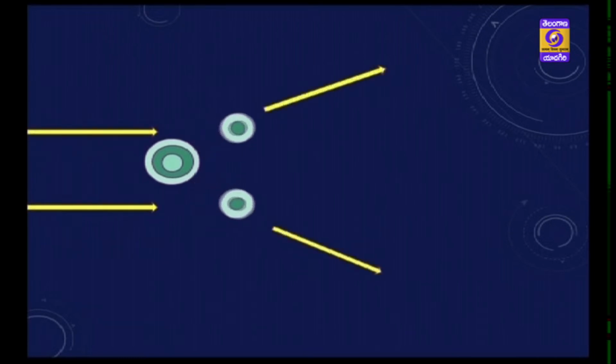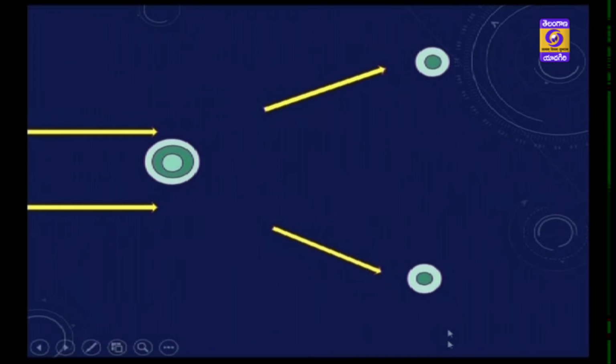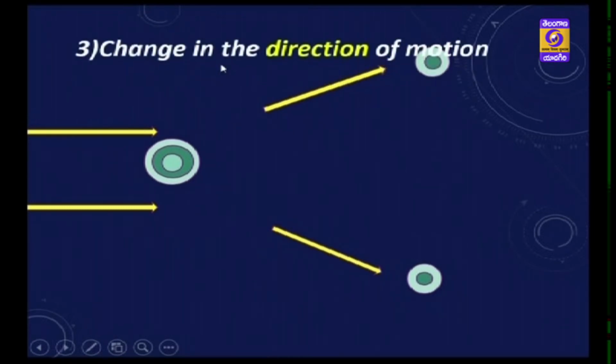Observe this, children. So the coins, what happened? What do you observe, children? Before striking the coin, the two coins are in this direction. After striking the coins, the direction of the coins changes. Means by the application of force, you can change the direction of motion.